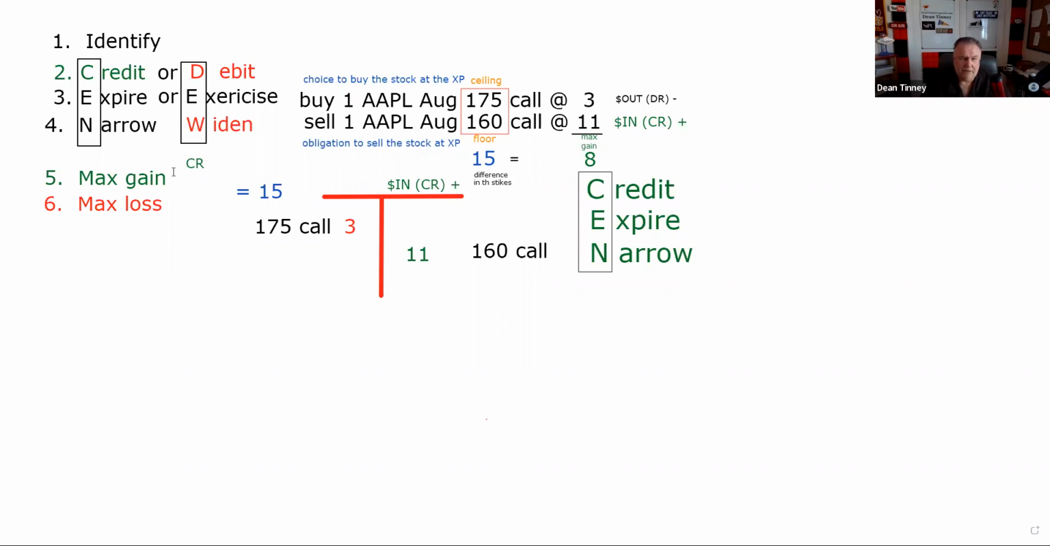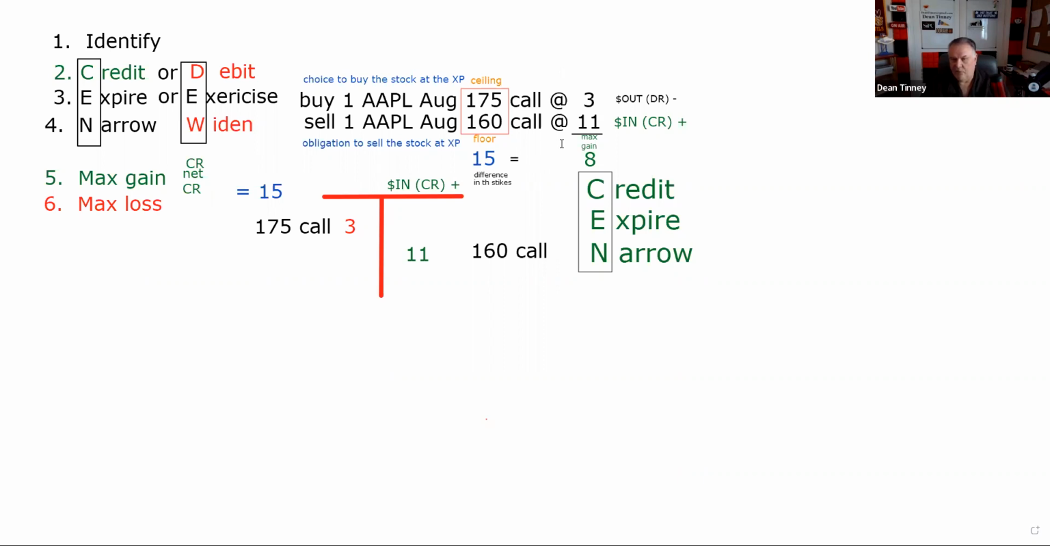So our max gain here is, let's put that in here, the net credit. So that's test question number 5. What is the maximum gain? And here it's going to be the net credit. In our example, the net credit is the 8 points. So if Apple's 160 or higher, 160 or higher, we get to keep the money. We get to go neener, neener, neener, and we keep the 8 points.